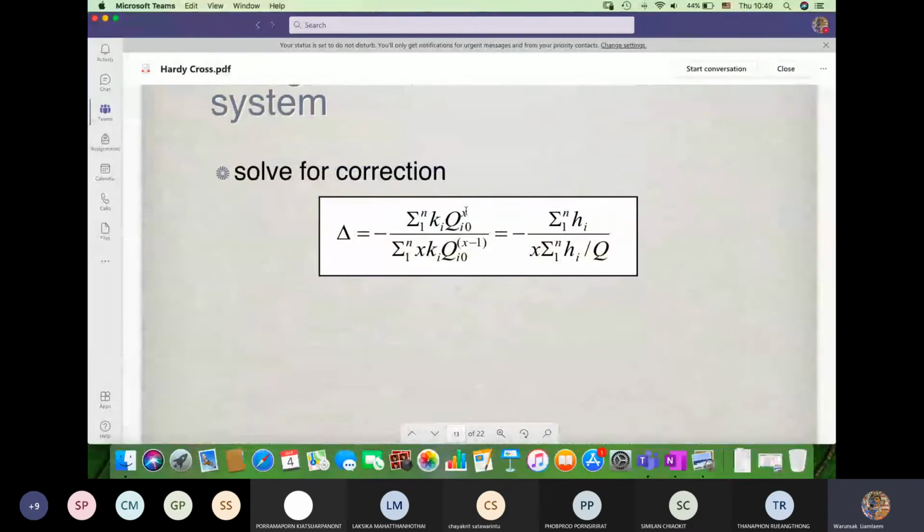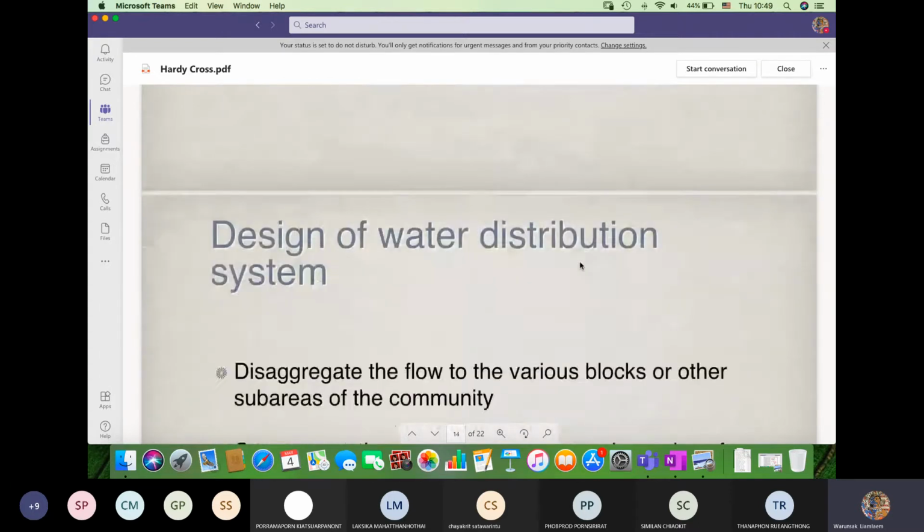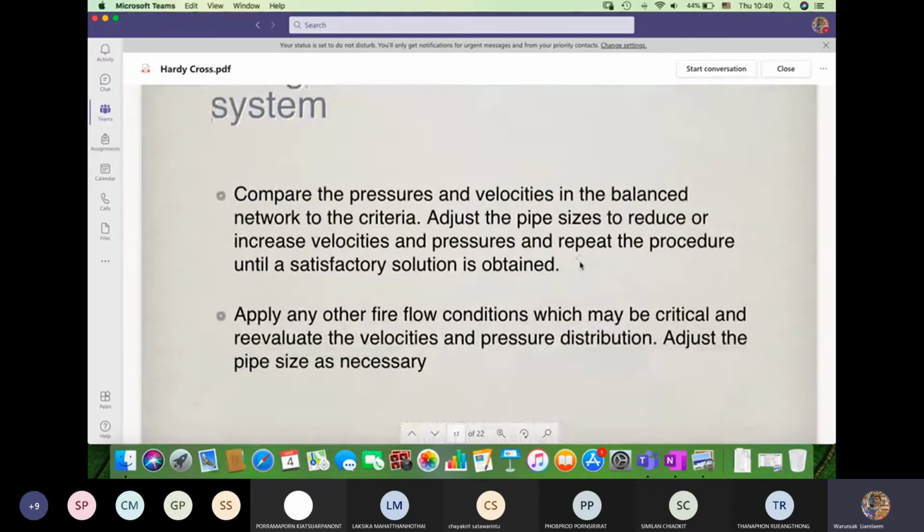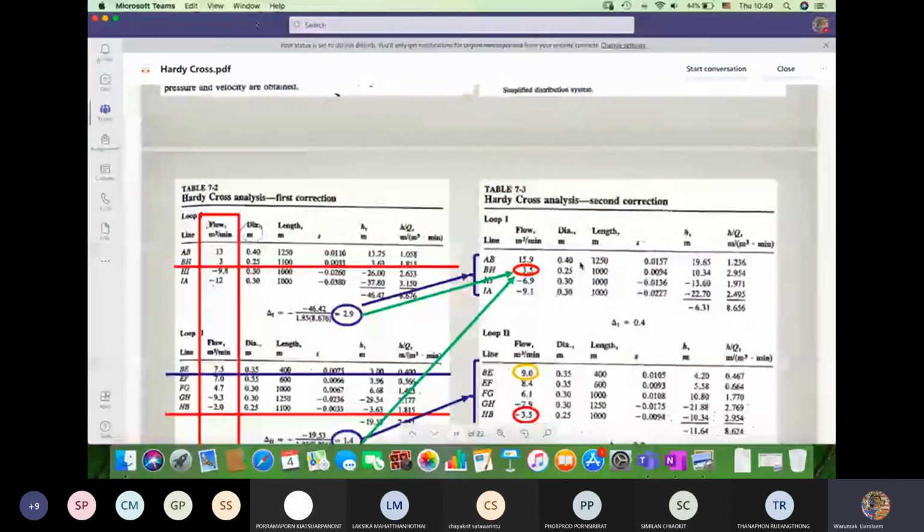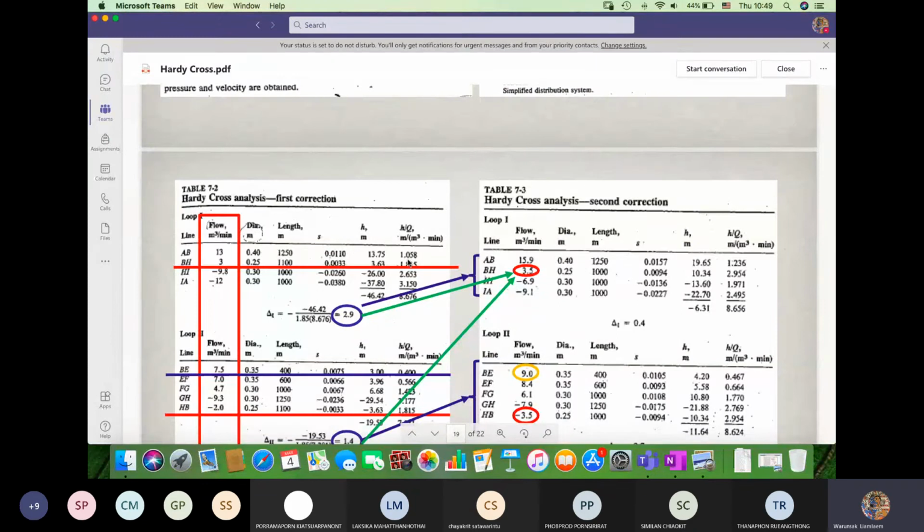Delta is equal to the minus summation of the head loss at each element, divided by X times the summation of the head loss from elements I to n divided by flow. So in this case, you can use the columns to determine the head loss and the head loss divided by a flow rate. You have to do it like this.